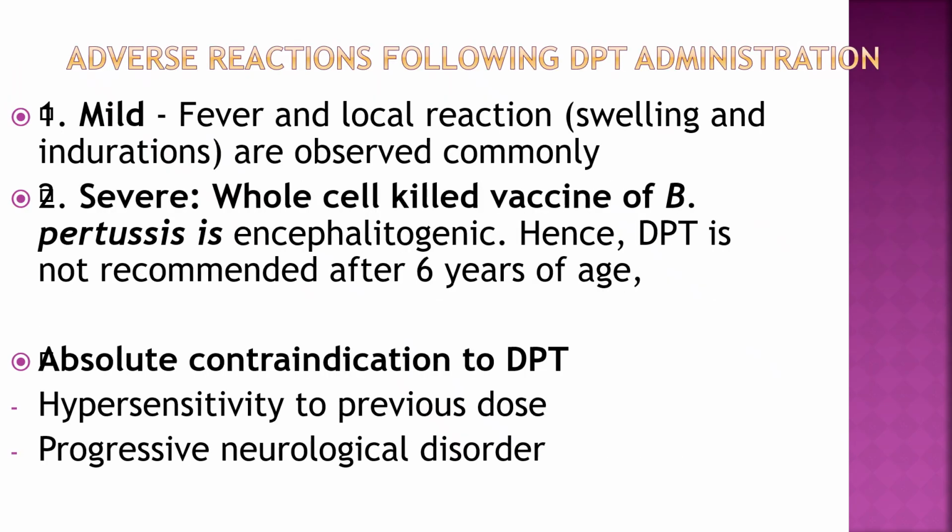The adverse reactions following DPT can be mild or severe. In mild, there can be fever and local reaction, that is swelling and induration. In severe type, whole cell killed vaccine of B pertussis is encephalitogenic, so it can cause neurological symptoms. Hence DPT is not recommended after 6 years of age. Absolute contraindication of the DPT is hypersensitivity to previous dose or progressive neurological disorder.